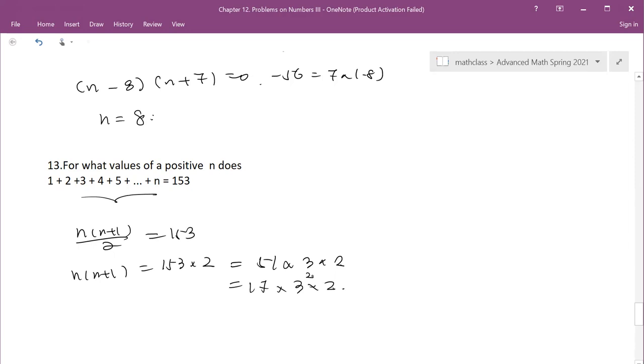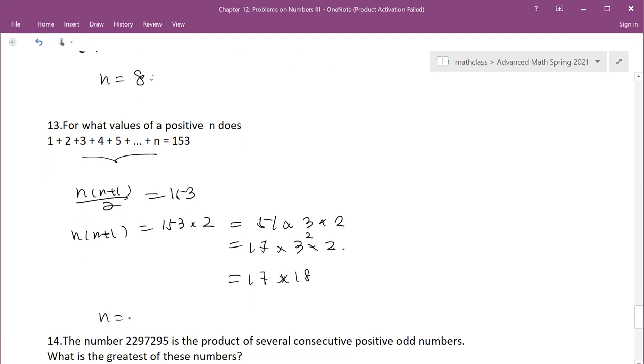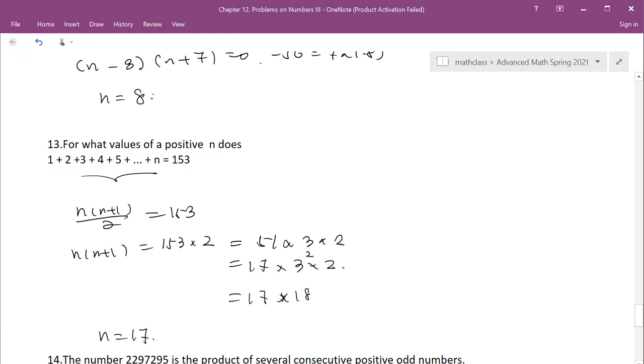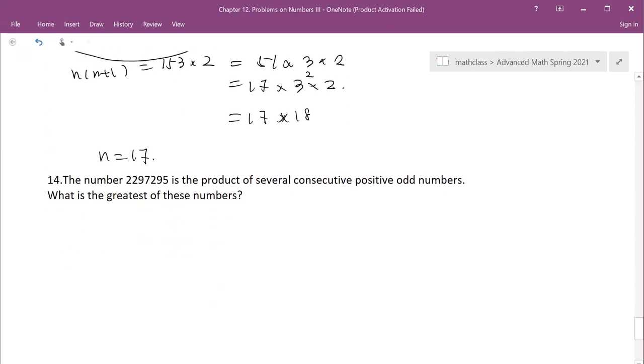So then you will say it's 17 times 18. So clearly n should be equal to 17. That's how to get it. You don't need to solve this quadratic equation, because you see the product of two consecutive integers is 17 times 18, so n must be 17. So the only formula you need to know is this: 1 plus 2 plus 3 plus 4 all the way to n is n times (n plus 1) divided by 2.